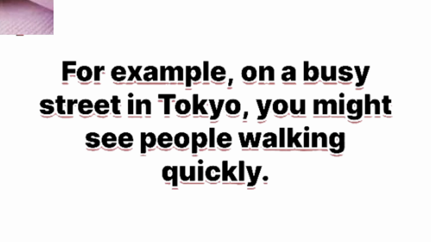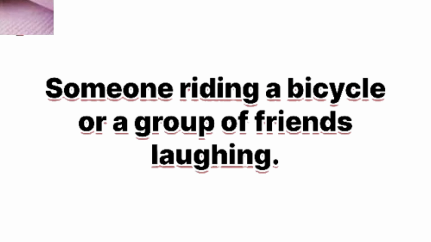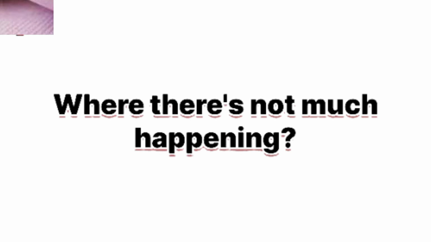For example, on a busy street in Tokyo, you might see people walking quickly, someone riding a bicycle, or a group of friends laughing. You can mentally note these actions in English. Walk, ride, laugh. But what if you're at home, where there's not much happening?